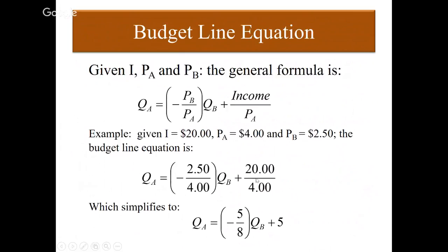The budget line equation would be set up first by plugging in the 2.5 over 4, the dollar signs factor out by factor label rule, and then the 20 over 4 for the income divided by the price of A. And then we simplify the slope to a fraction. No decimals, remember, fractions only. And so we factor 50 cents out of the top and the bottom. We get negative 5/8 for the slope, and 20 divided by 4 is 5. So the full budget line equation from start to finish is QA equals negative 5/8 QB plus 5.